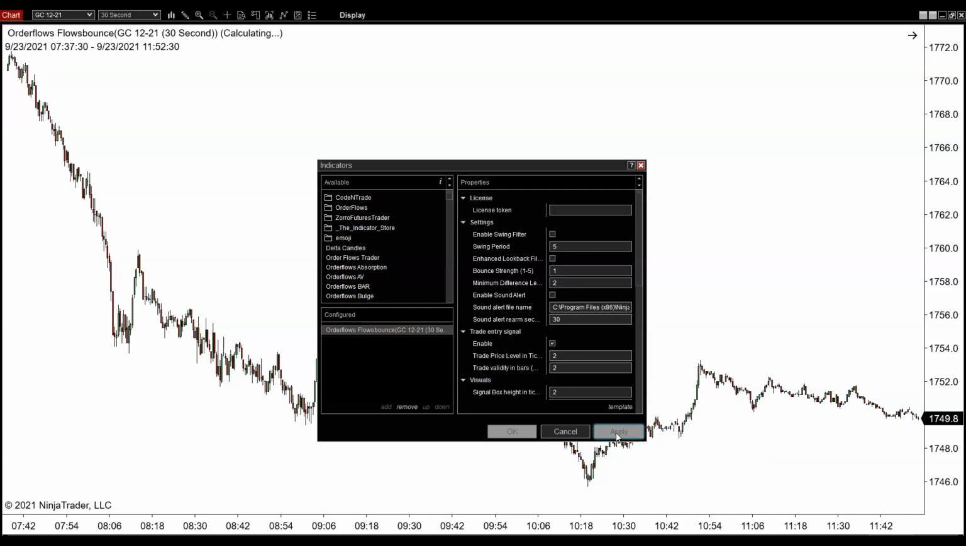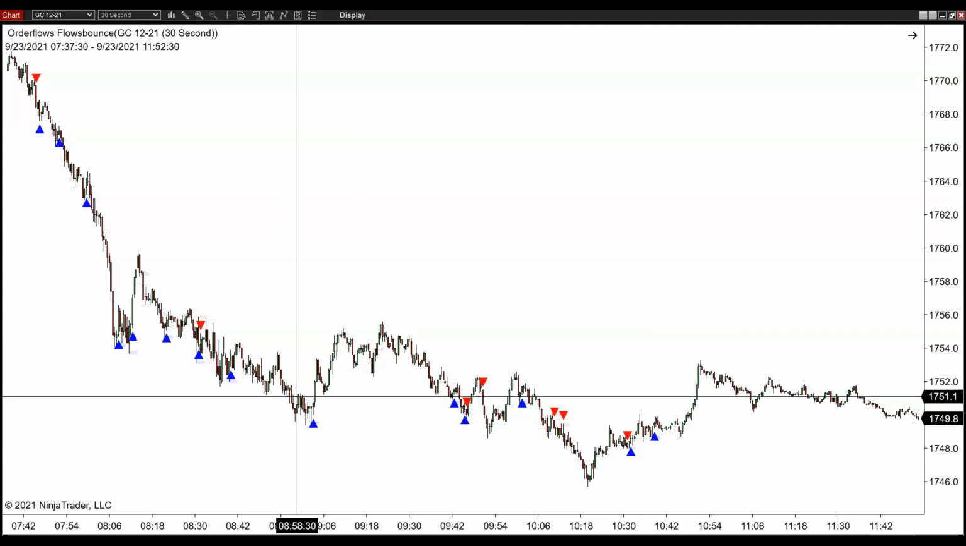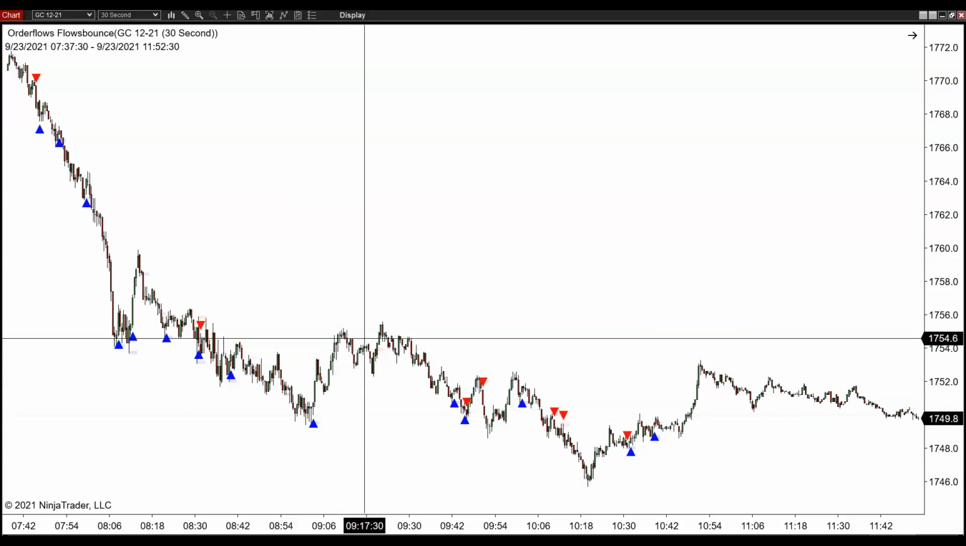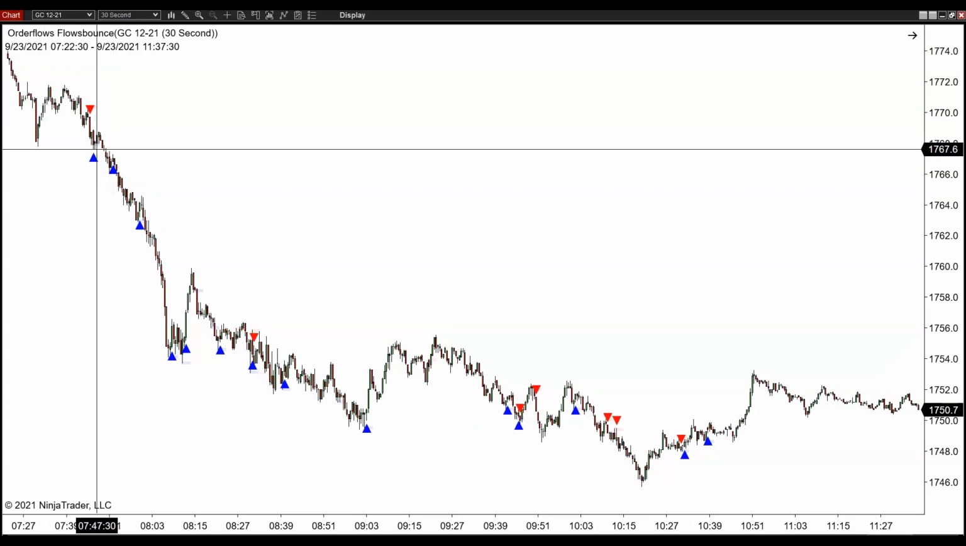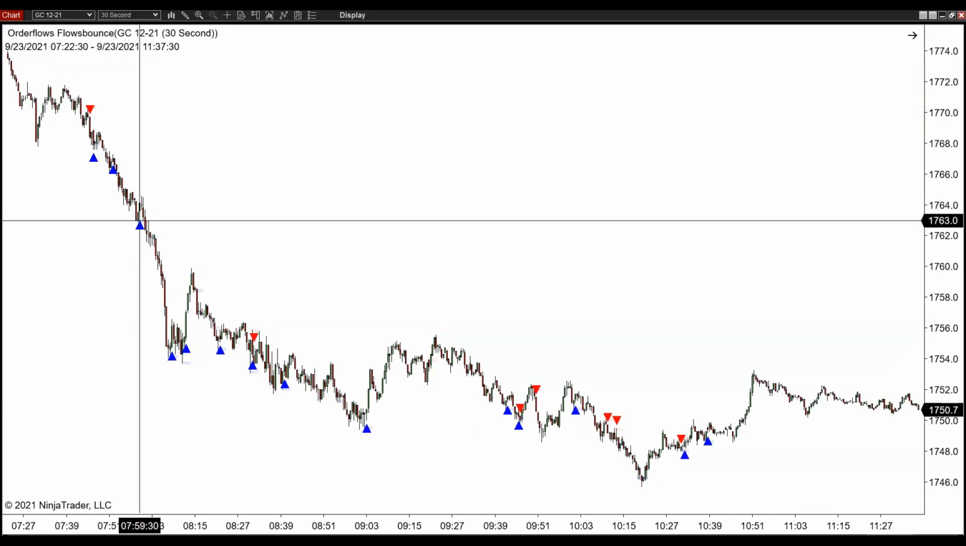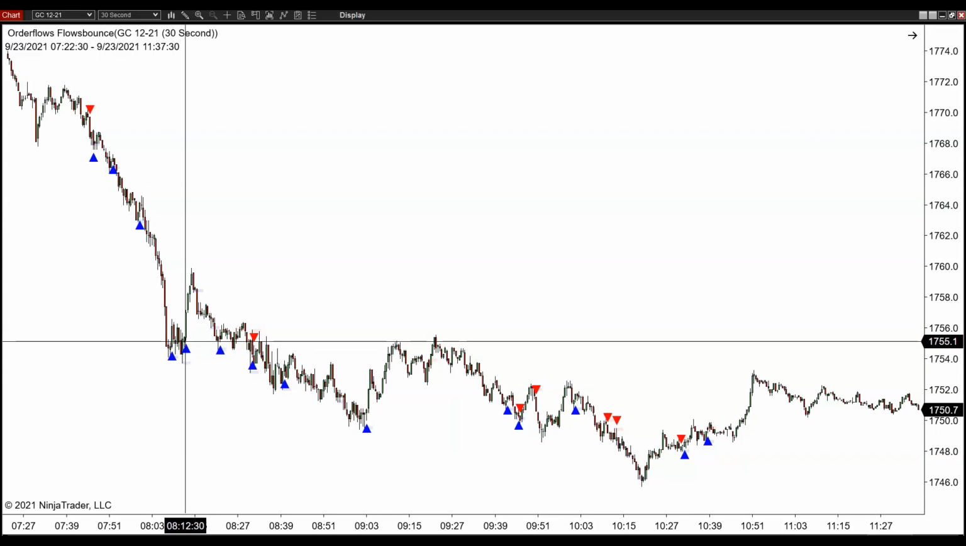So just to give you a feel for what it's going to change, right? So now you're seeing a little bit more consistent signals here, right? A buy here again on this market that was dropping. You get long, you get stopped out. You get long, get stopped out. Get long, get stopped out. And then you can get long here, long here.